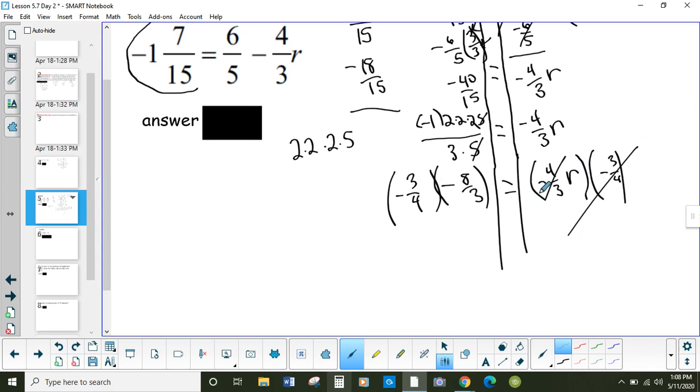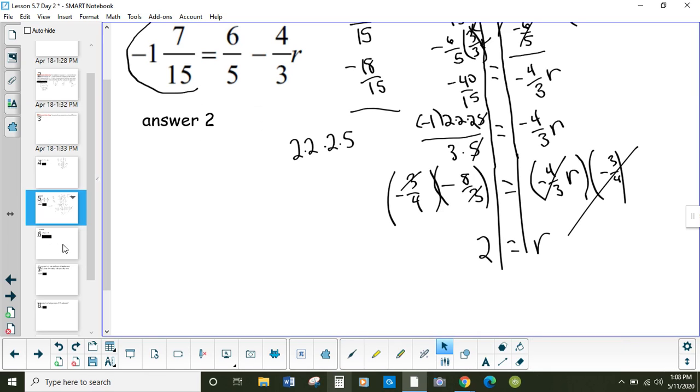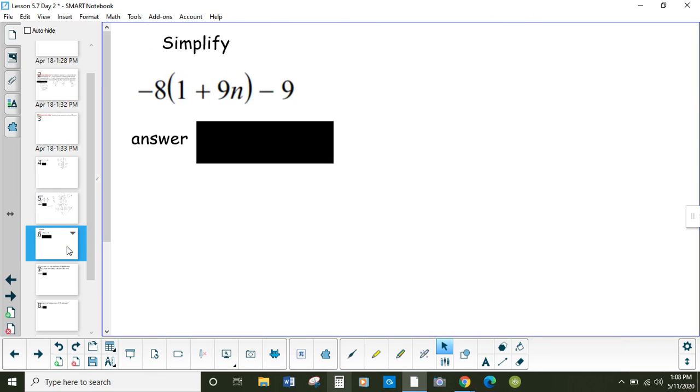That will make those become a 1. That's the definition of a reciprocal, the multiplicative inverse. Negative times negative is positive. Cross out our 1s. Factor trees, cross out your 1s. And you get an answer of 2. I want you guys to pause the video and simplify this expression.